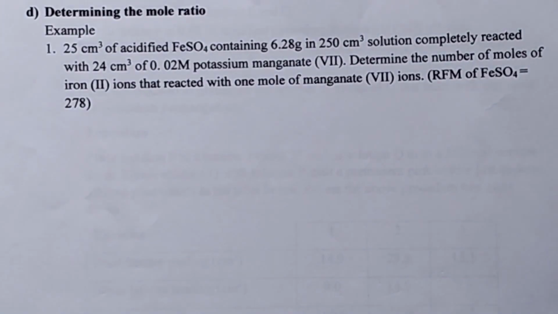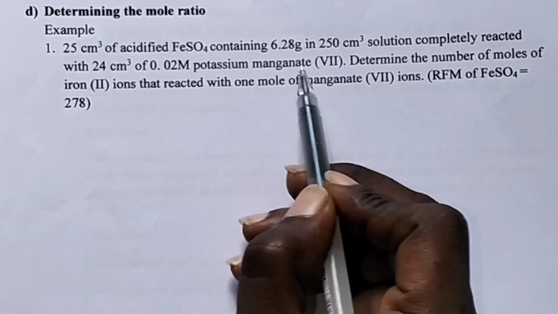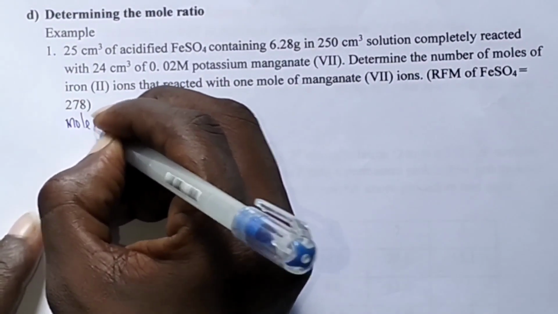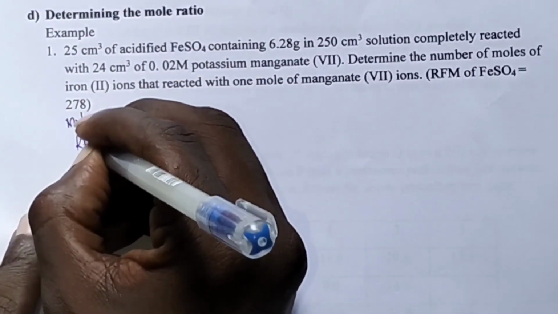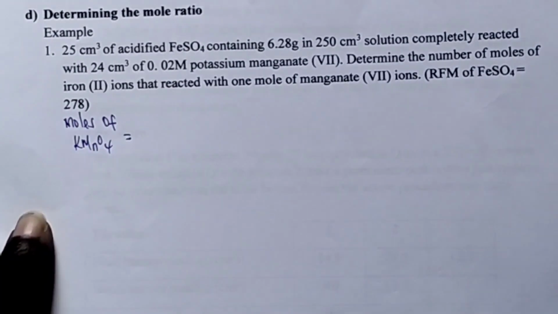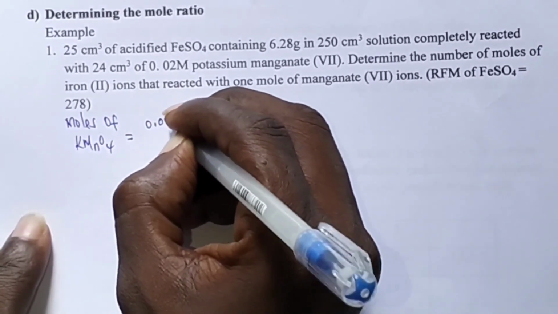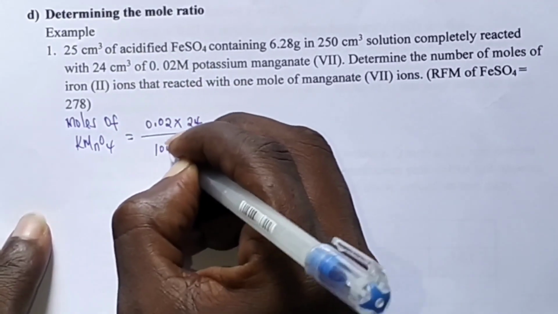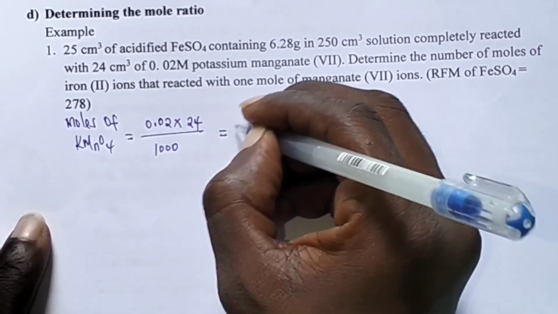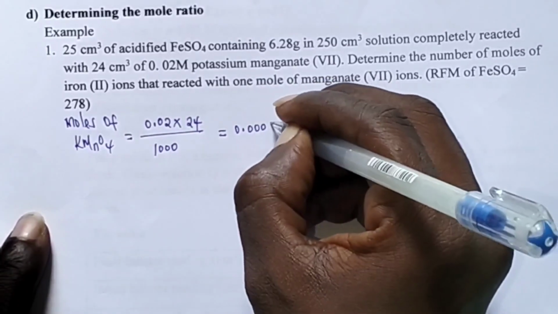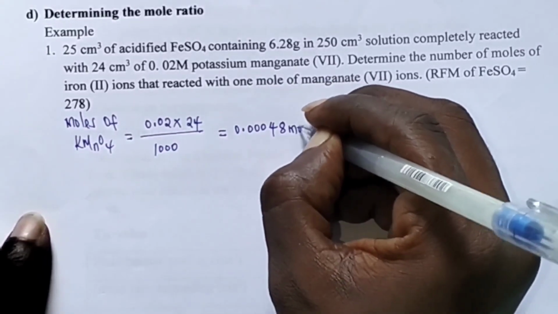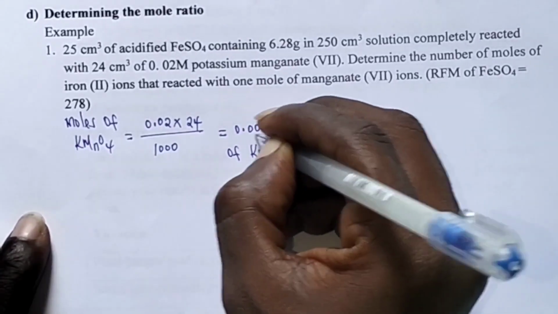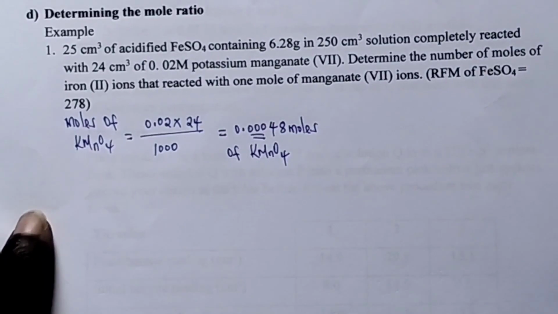The first step, we have to get the number of moles of potassium manganate 7 because we have the molarity and its volume. So moles of potassium manganate 7 is given by molarity, which is 0.02, multiplied by volume, which is 24, then divided by 1000. Here we are going to get 0.00048 moles of potassium manganate 7. This will be the number of moles of potassium manganate 7.